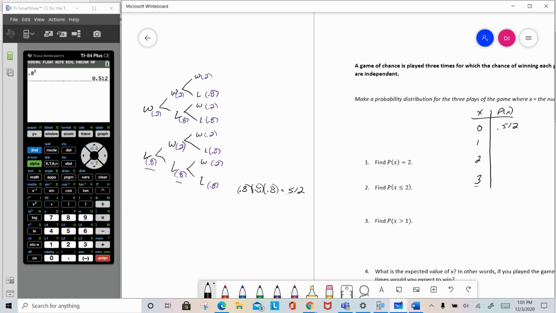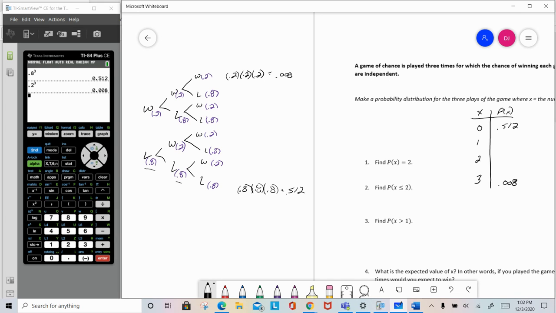The probability that I win 3 times, that would be a win-win-win. So that's 0.2 times 0.2 times 0.2, and 0.2 to the third is 0.008. So the probability that I win all 3 times is 0.008.